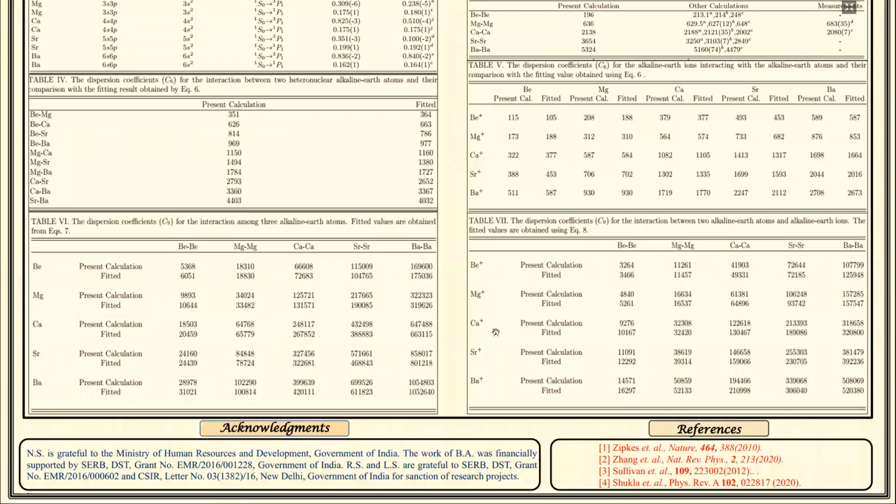Similarly, in tables 6 and 7, we have shown the dispersion coefficient C9 among the three alkaline earth atoms and between the two alkaline earth atoms and alkaline earth ions, and their values obtained from fitting equations.